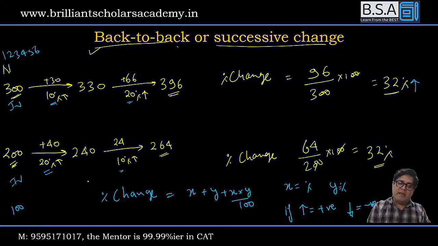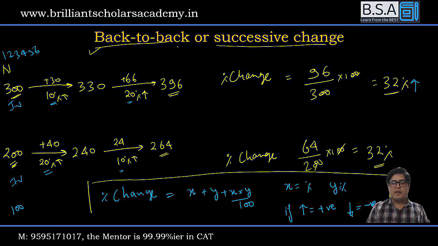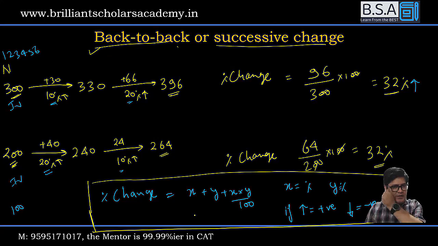I will take many more examples on this. The overall percentage change is given by x plus y plus x into y upon 100. X is a percentage, y is a percentage. When there is an increase, put a plus sign. Decrease, put a minus sign. Plus or minus is your job to check there. Don't miss the sign change. Write it once, comment, done.